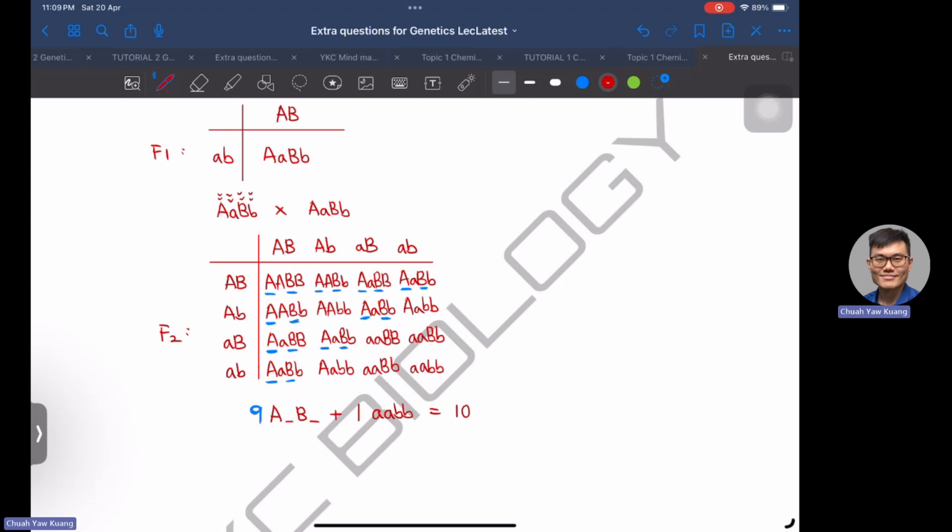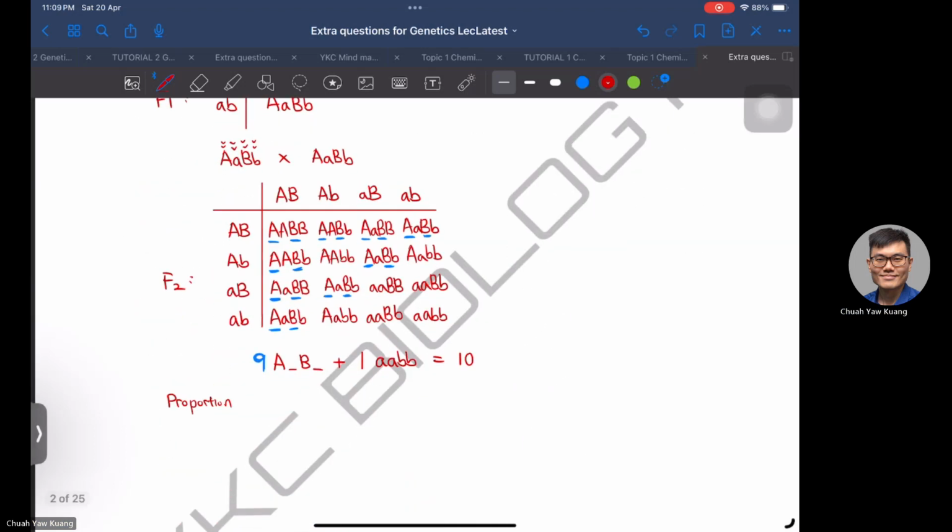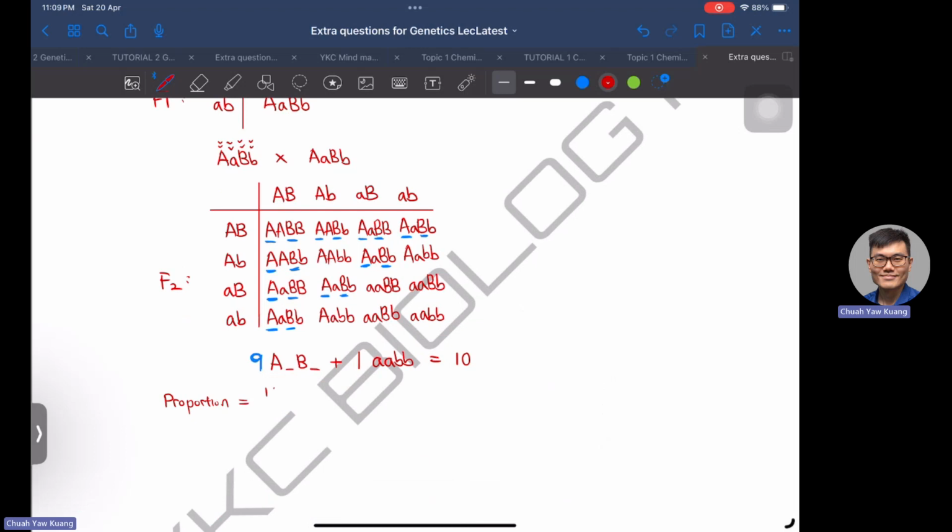Since the question is asking for a proportion, the proportion of the offspring in the F2 generation having a similar phenotype to the grandparent equals, the total number is 10, divided by the total here, which is 16. After you divide by 16, you have to simplify it. Divide by 2, simplify by 2, so it would be 5 over 8. So that is the proportion.